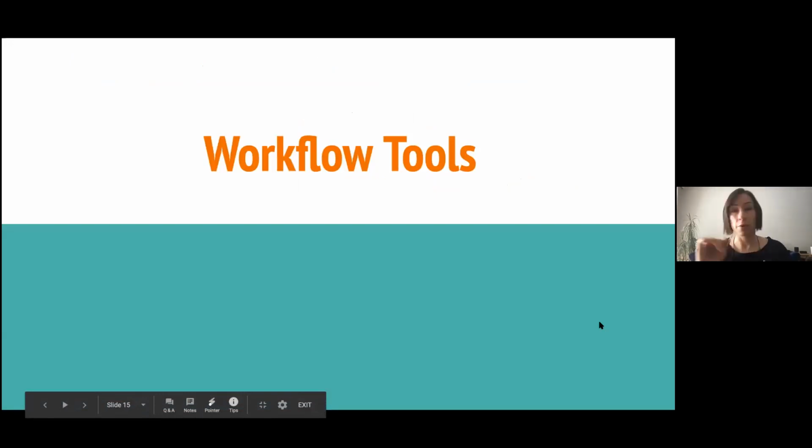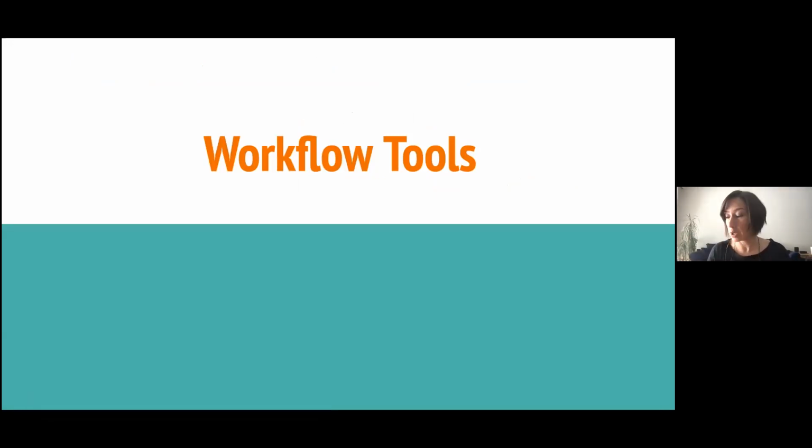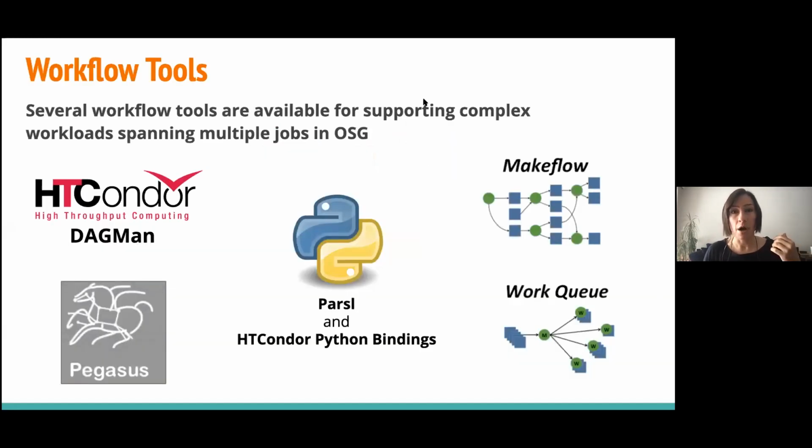Okay, and I just want to also briefly touch base on a couple of workflow tools that are available within Open Science Grid to help manage more complex workloads. So users have a lot of options available to them. Within HTCondor is DAGman, or directed acyclic graph, which is an option for describing job dependencies within your workflow. So if you had a set of jobs that needed to run before a second set of jobs could start, you could use DAGman to describe those dependencies and execute the workload as you define them.